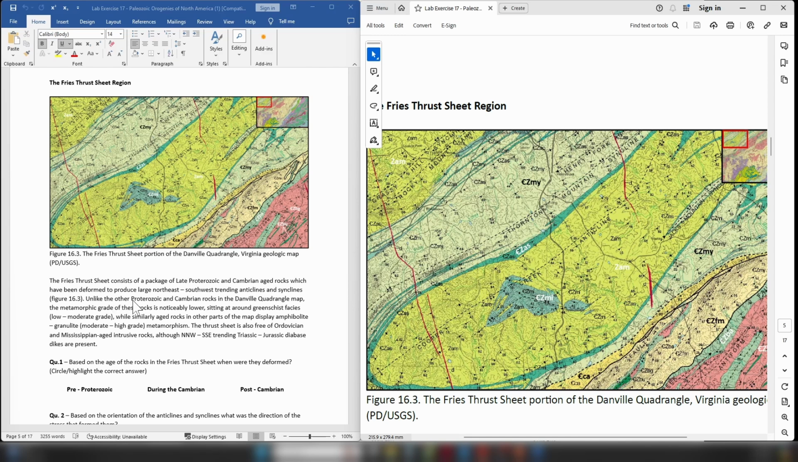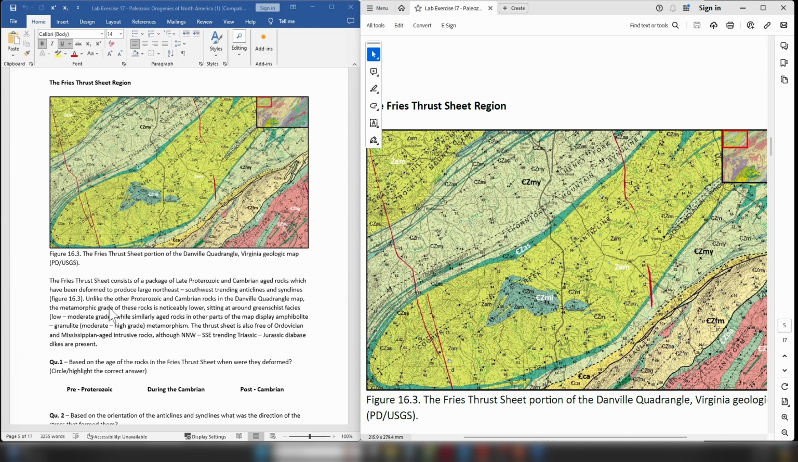Now, unlike the other Proterozoic and Cambrian age rocks within the Danville quadrangle map, the metamorphic grade for these rocks is noticeably lower, and it sits somewhere around greenschist facies. That's going to put you in the low to moderate metamorphic grade range. And this is important because remember what we discussed earlier. Typically, when you have an orogenic event which produces a mountain range, metamorphic grades will be higher in the core of that mountain range, and they will typically become lower as you move away from the mountain range.